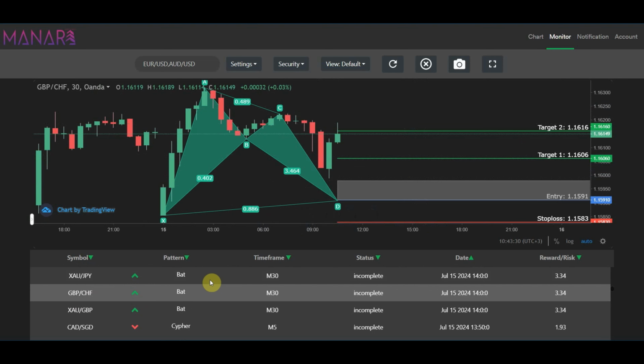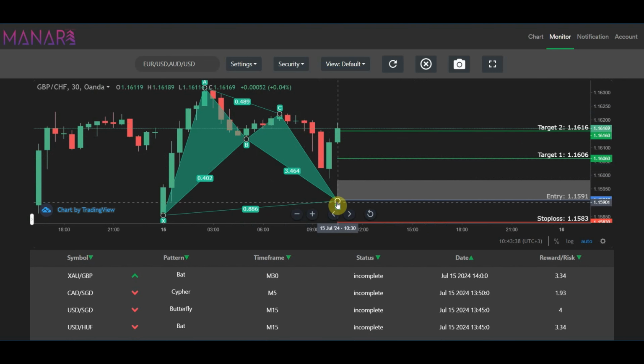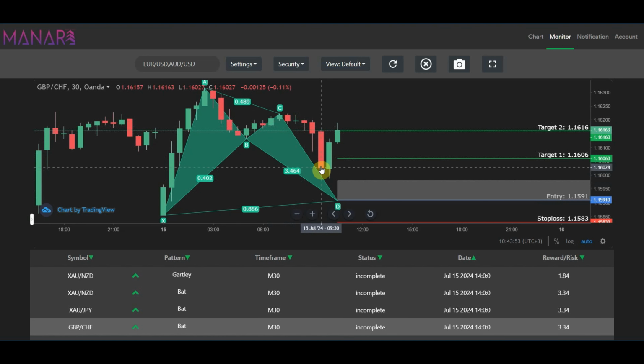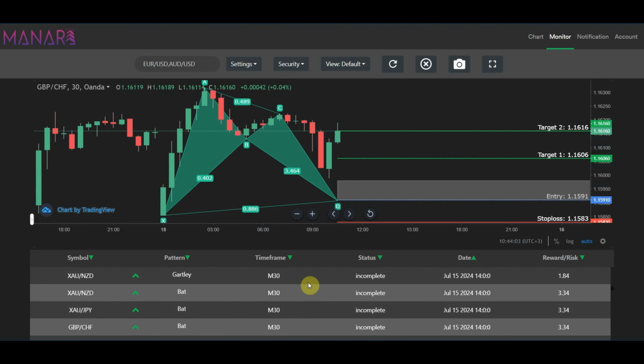C to D on this one, so we've got a bat pattern on the pound Swiss franc, C to D, and it's been a number of candles, so it's a 30-minute candle, and we've had a really strong move. We didn't go all the way to that D point, but still a really strong trade. If you're sitting there watching it and you think, oh, it's going to maybe turn around, you could have definitely taken profit at any of the last, say, 3 candles, so an hour and a half.